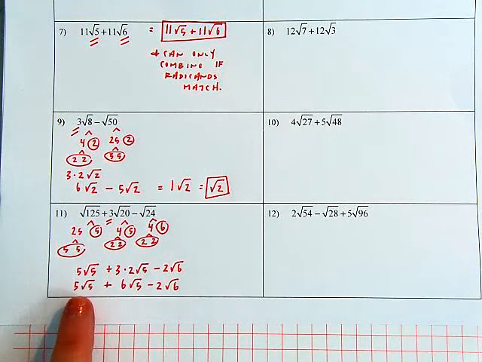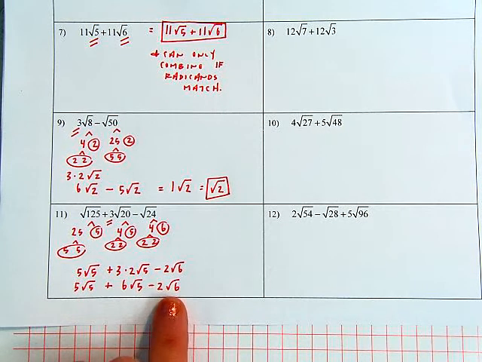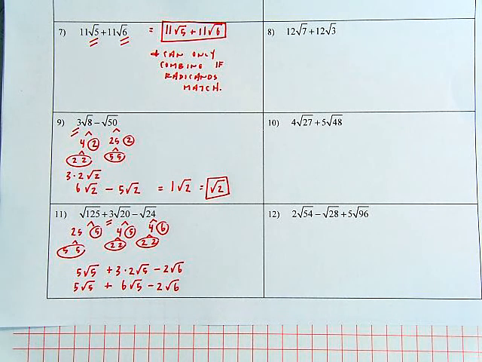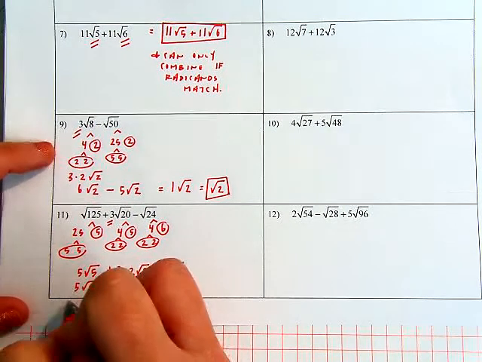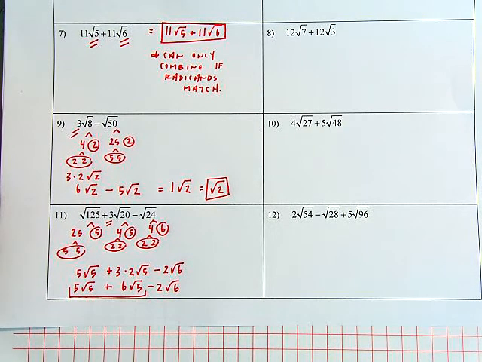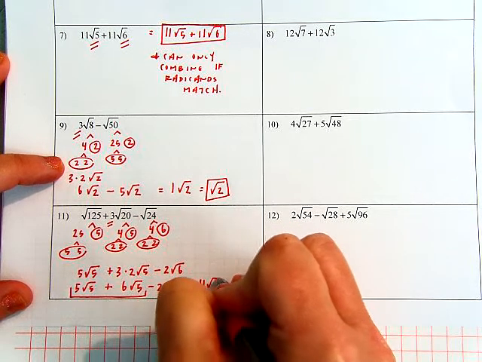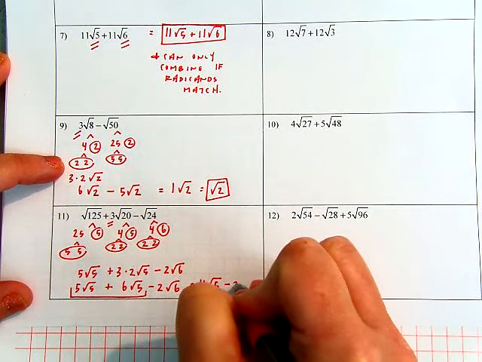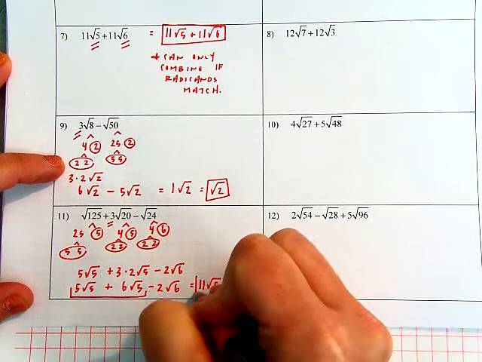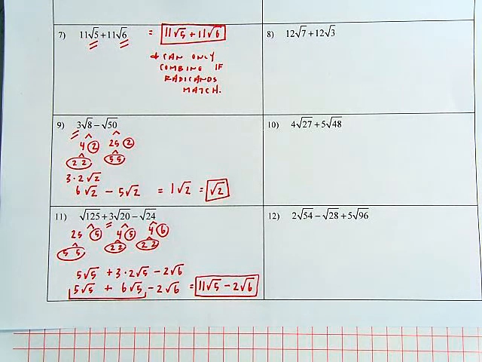So right now I have 5 square root 5 plus 6 square root 5 minus 2 square root 6. The only terms that I can combine are the ones that have a common radicand, so I can only combine these two right here. When I add the 5 and the 6, I get 11. So 11 square root 5, and then minus 2 square root 6. And that would be my final answer. That's as simplified as I'm going to get.